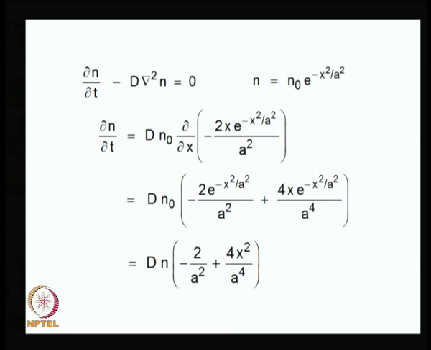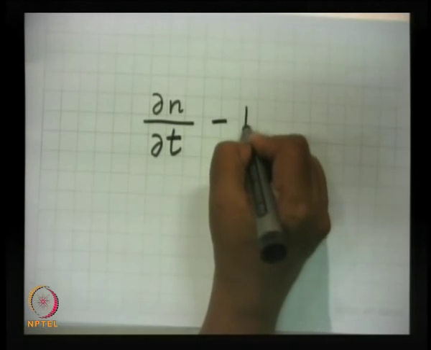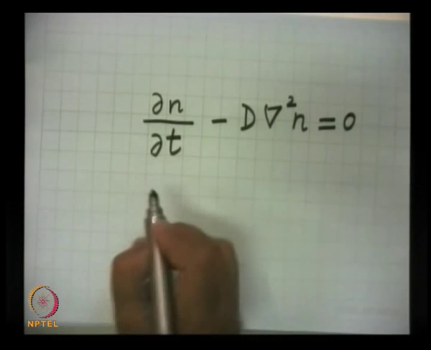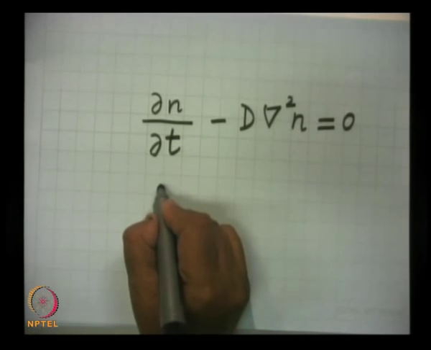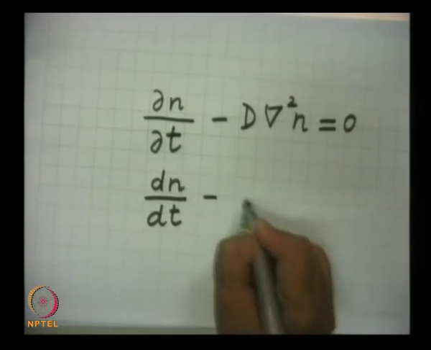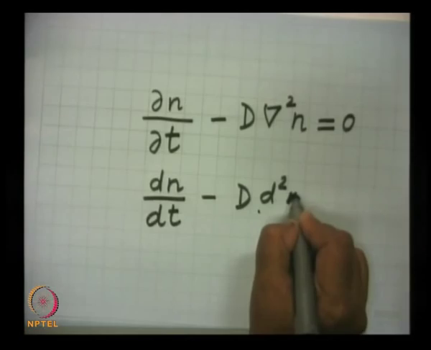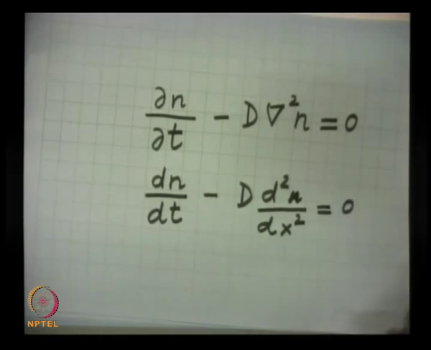Del n by del t, I can write this equation maybe here on the graph paper. This is the original equation: del n upon del t minus D del square n is equal to 0. We have assumed a one-dimensional expression for the number density. So, essentially we get dn by dt minus D d square n by dx square is equal to 0.